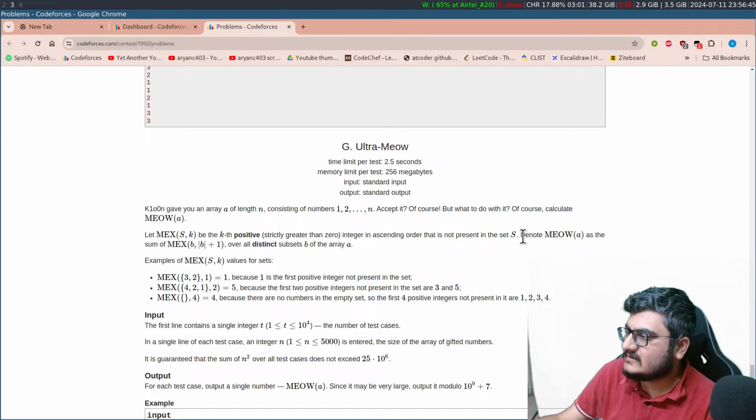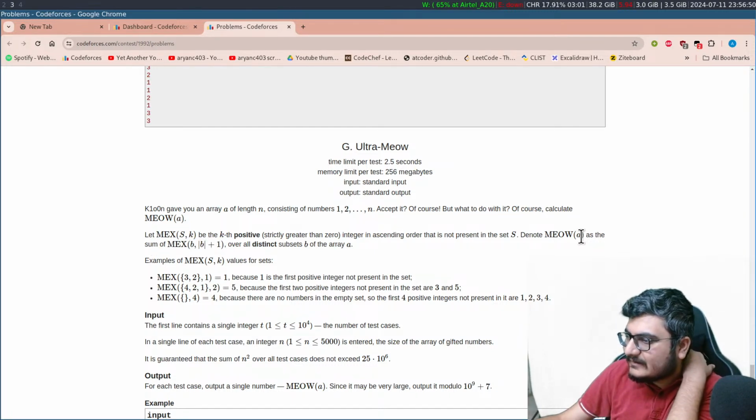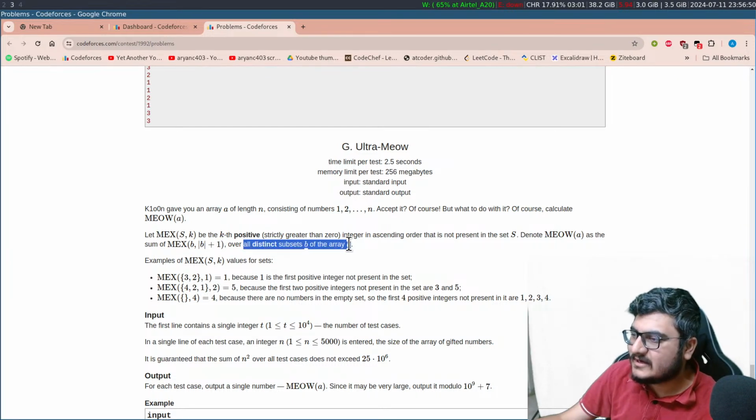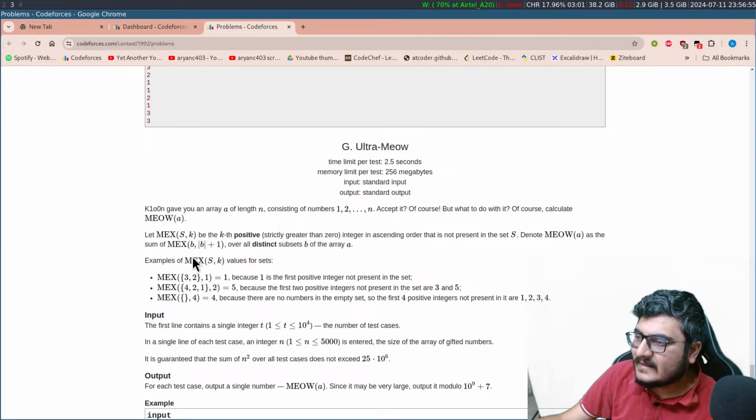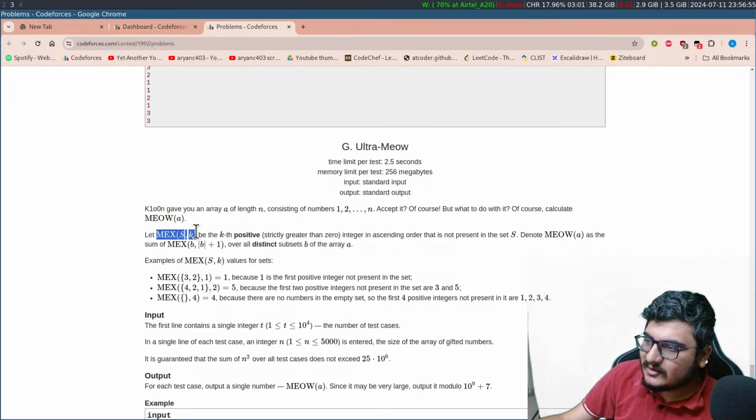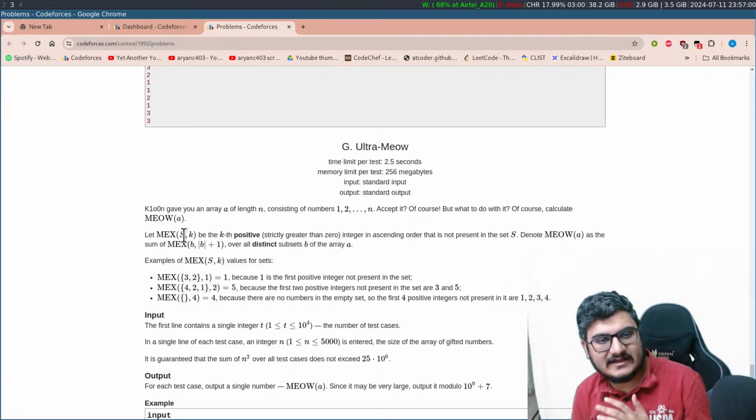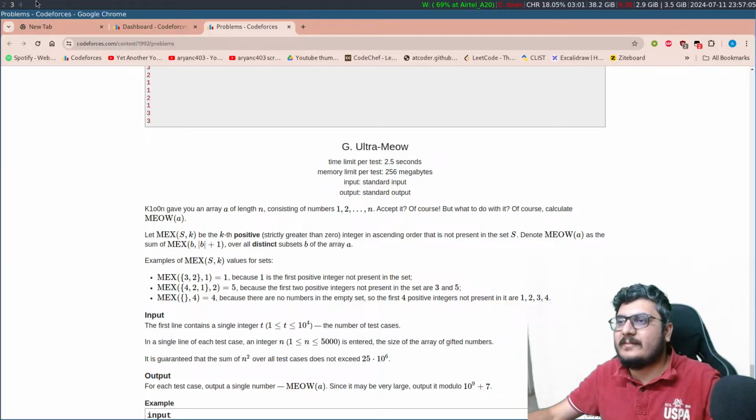That is not present in S. Denote meow A as the sum of max of, basically, over all distinct subsets B of the array A. So first it says max x comma k is defined as, S is a set given to us, find the kth positive integer that is not present in it. So to give some examples here.